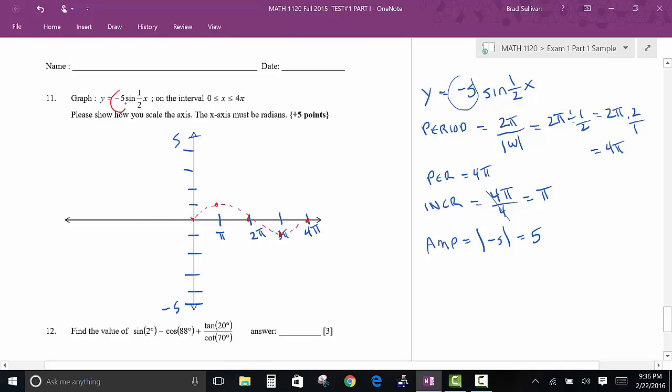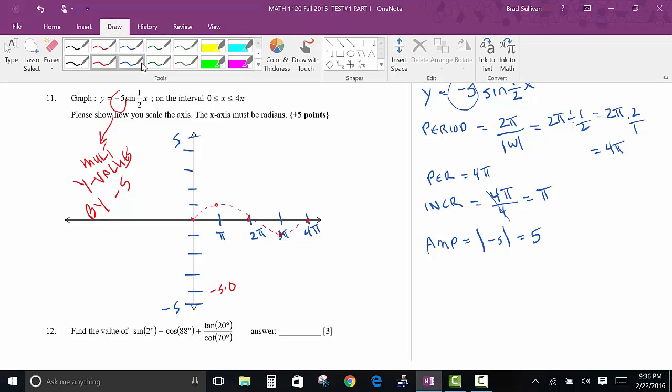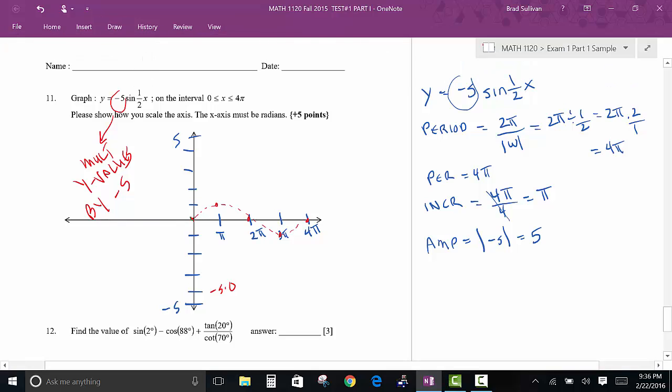All right, now this -5 right there, what that does is it multiplies all of the y values by -5, okay? So what I'm going to do on this is each one of these y values gets multiplied by -5. So this y value here is 0. -5 times 0 is still going to be 0. So that point stays the same. This point has a y value of 1. -5 times 1 gives -5. So that point moves all the way down there.